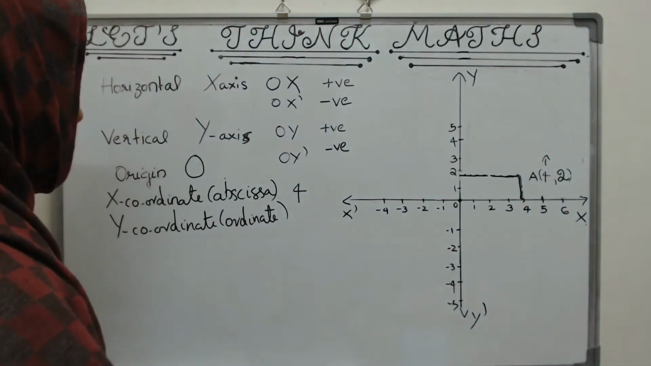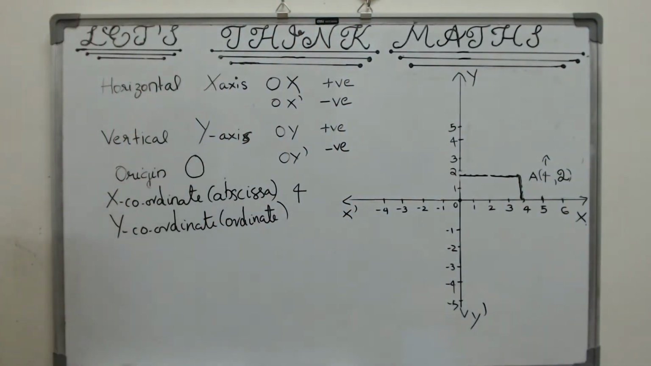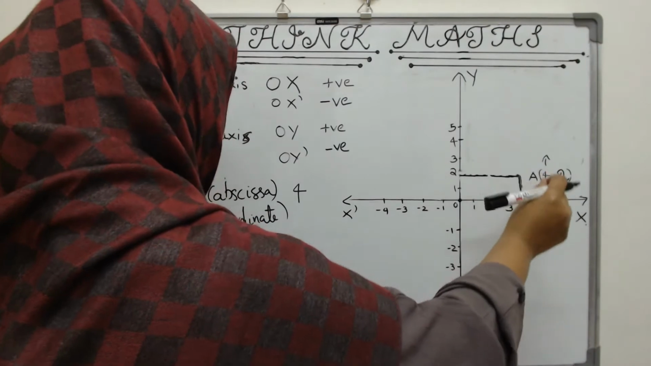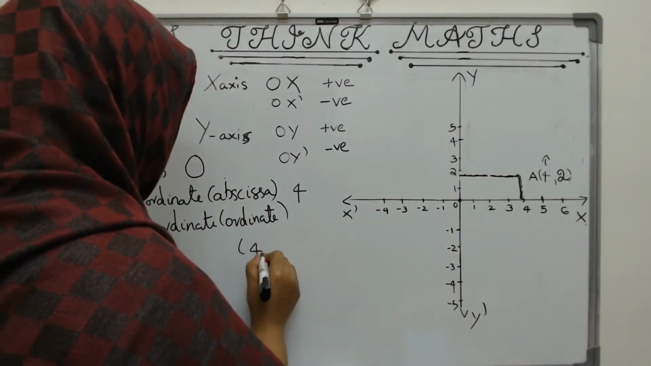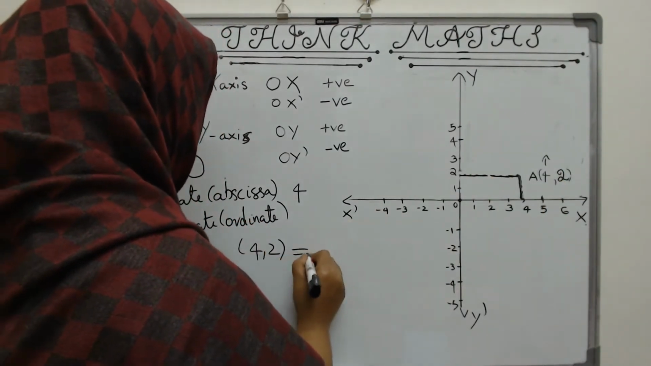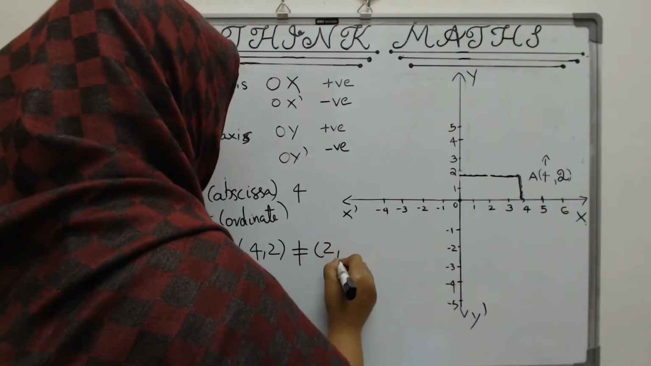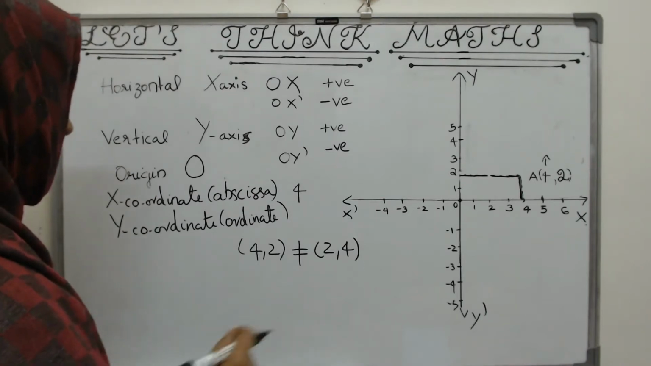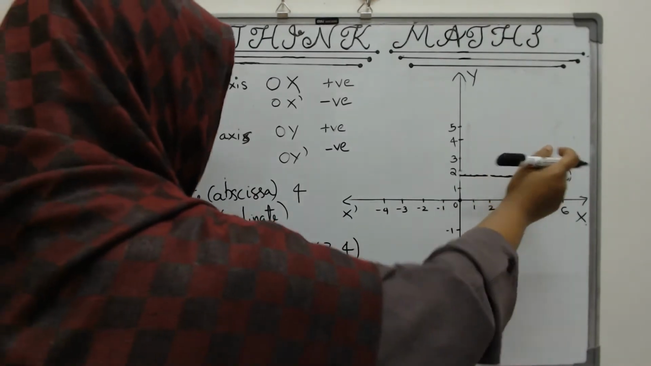Now this is an ordered pair. What do you mean by an ordered pair? What comes first has to come first. What comes second has to come second. Or in other words, 4, 2 is not equal to 2, 4. These two are not equal. Why are they not equal? 4, 2 looks like this.